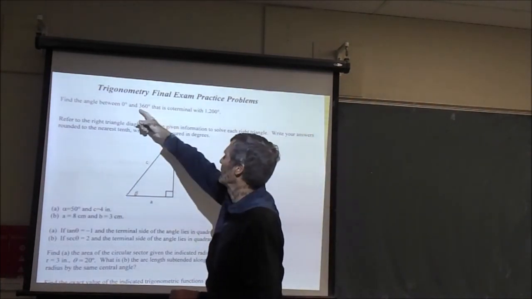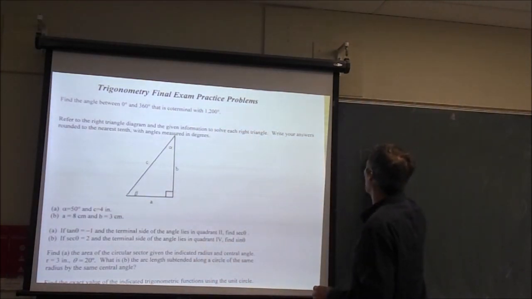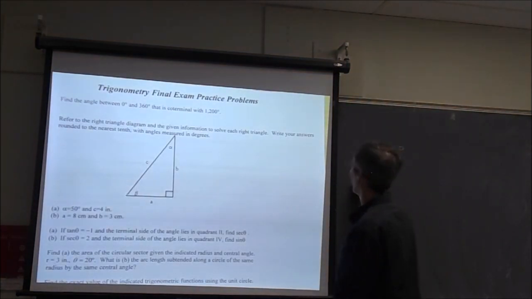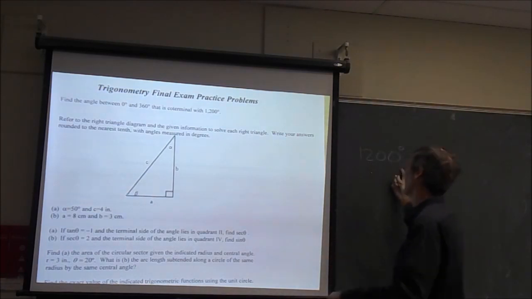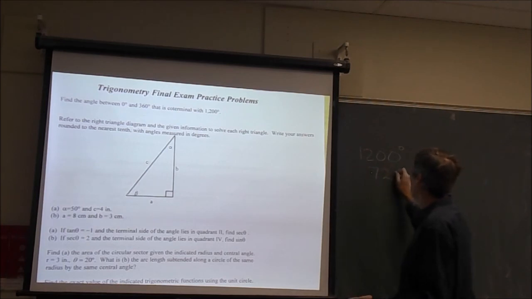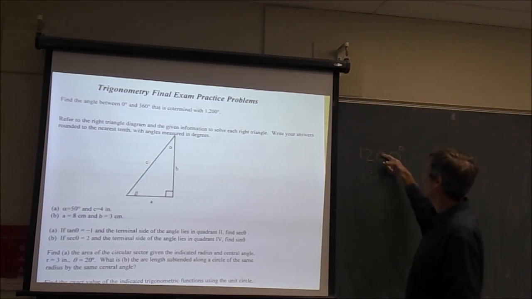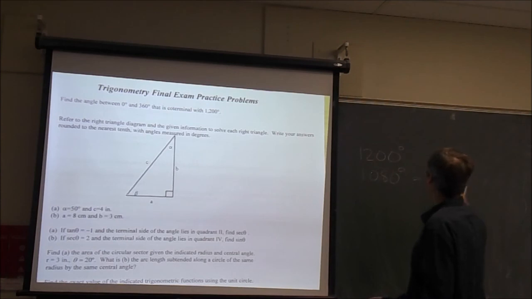Suppose I want to find an angle between 0 and 360 degrees that's coterminal with 1200 degrees. All I have to do is keep subtracting 360 degrees till I get an angle between 0 and 360. Well, I subtract 360 once, that's not enough. 360 twice is 720. That's not enough to get an angle between 0 and 360. 1080 is 3 times 360. So I'll take 1200 minus 3 whole rotations of 360 degrees each, and I wind up with 120 degrees.